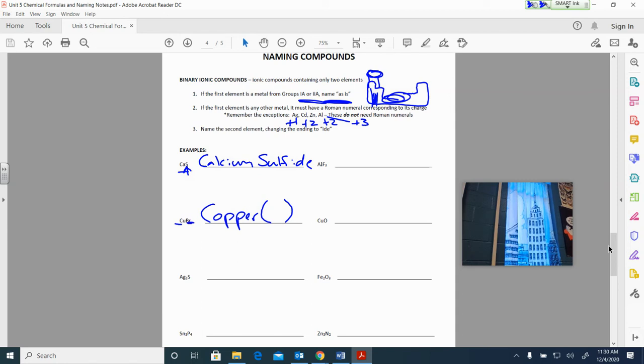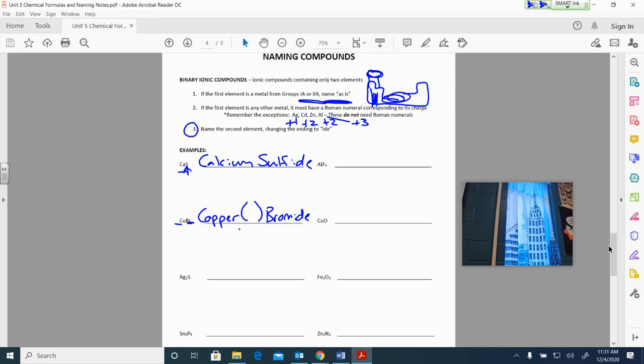The second element is still that third rule. It says name the second element, changing the ending to -ide. So I look on the periodic table, I find Br. Br is called bromine, so I'm going to change bromine to bromide. Copper, parentheses, because I'm going to have to put those in a second, and it's going to be bromide. Now, we have to figure out what those Roman numeral charges are going to be.